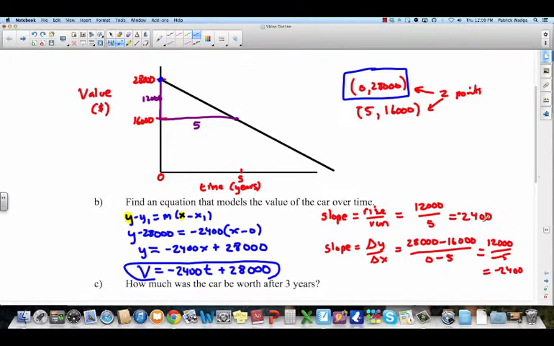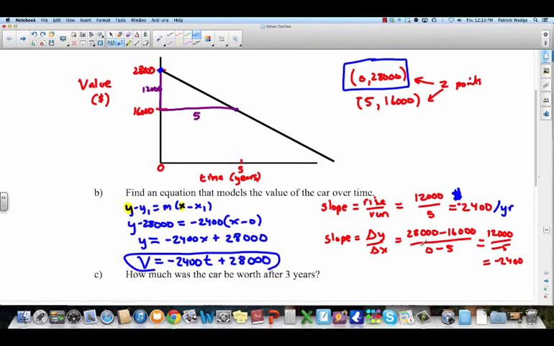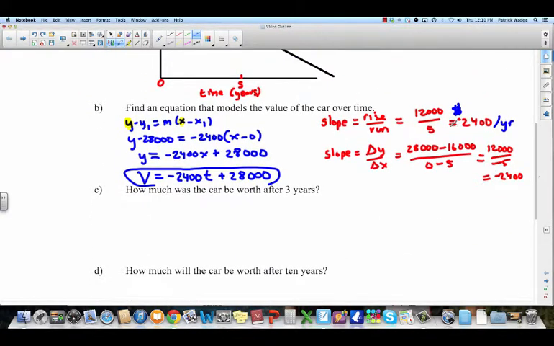By the way, what is this negative 2,400? What does this mean? Well, remember, it's rise over run. Rise was value, dollars, and run was time, years, dollars per year. This is negative $2,400 per year. That's how much the car depreciates every year, negative $2,400 each year. All right. Remember, slope is a rate of change, and this is the rate that it's changing. It's changing at negative $2,400 per year.